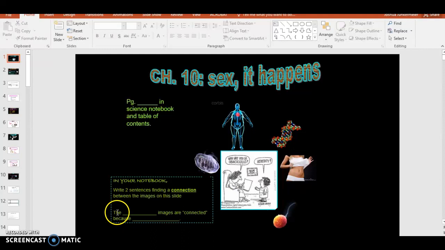Right here at the bottom you have: the blank images are connected because blank. So you pick 2 images and you write it in the first blank and you say they're connected because, and then go on to describe in detail, and we want 2 sentences total. So you need to start the sentence and then build on that with a second sentence. Or you could repeat this same sentence twice, but you need to explain how at least 2 images share common things, how they have a connection together. The more you talk about inheritance and heredity and topics of this chapter, the better. Try your best and good luck.